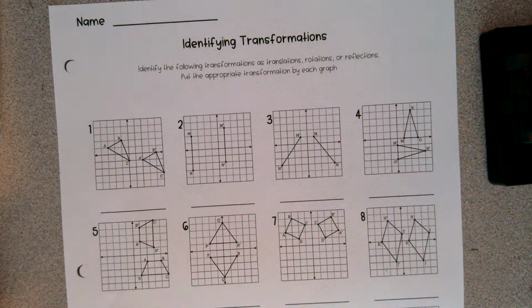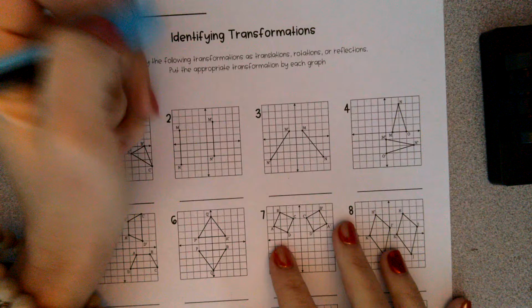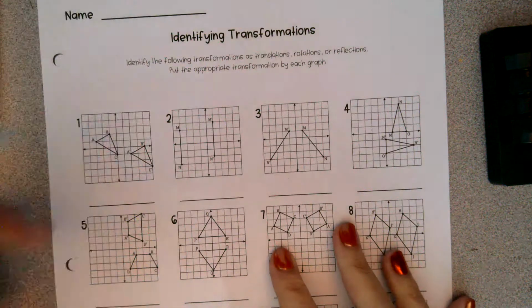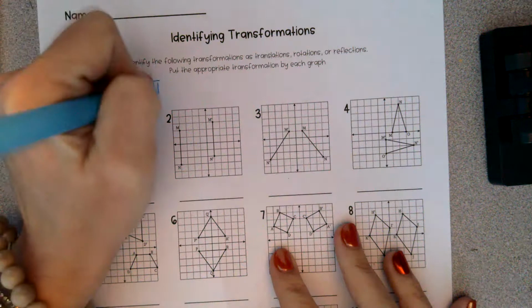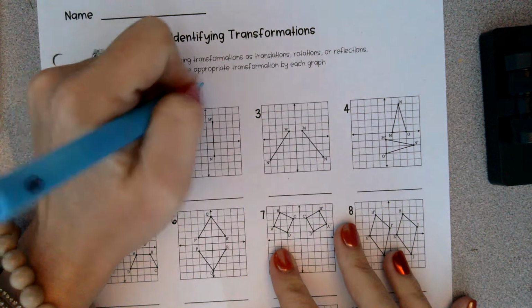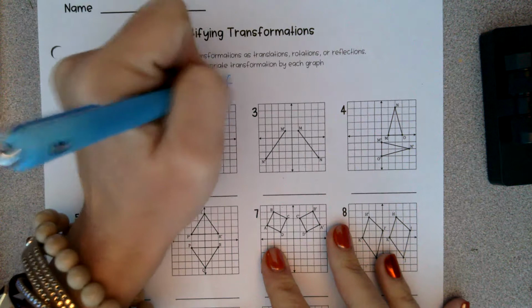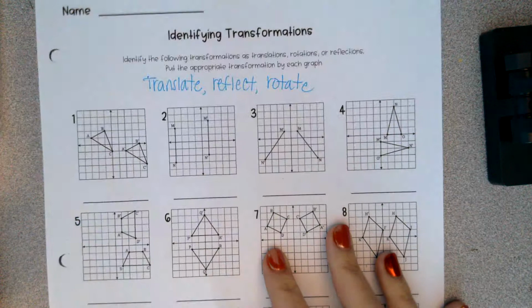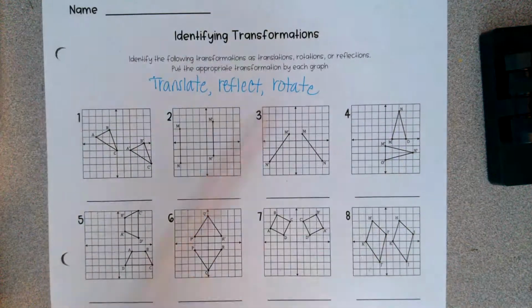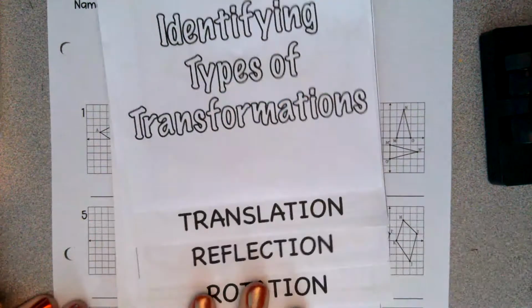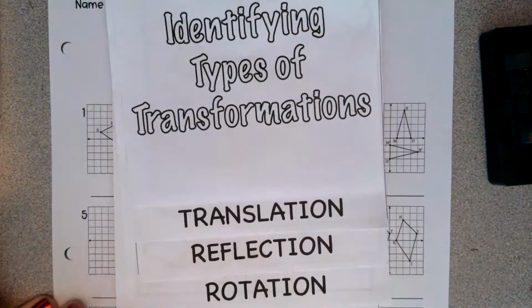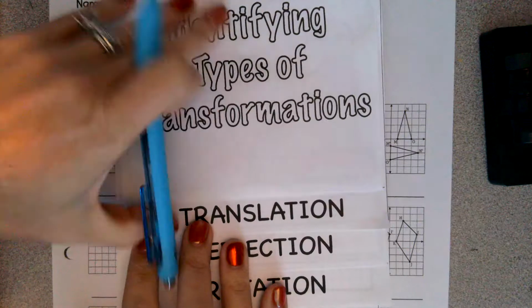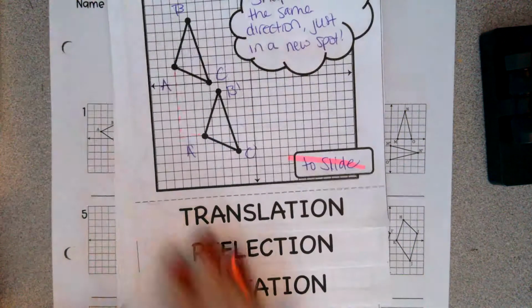This worksheet is titled Identifying Transformations. So with this worksheet, we're deciding if each of the figures translated, reflected, or rotated. And those are the only three words that we're going to use. The best choice would be to take your flip book that should be in your notebook. We worked on these in class, to go through each of the different transformations.